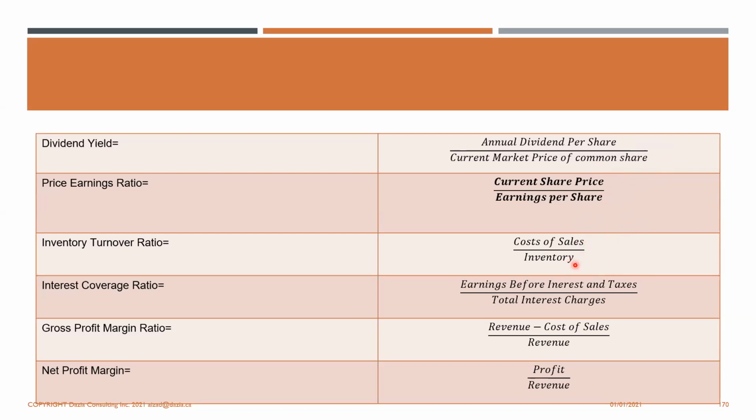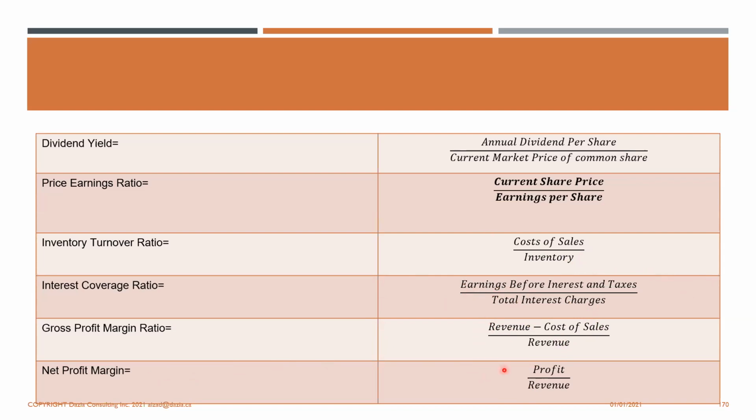Interest coverage: how much are the earnings before interest and taxes, divided by total interest charges. So this is saying, do we have enough money coming in to pay for the interest? Because if they don't pay the interest, then there could be a financial issue. And then gross profit margin: the income for the company minus the cost of sales, divided by revenue. And then the net profit margin is equal to profit divided by revenue.